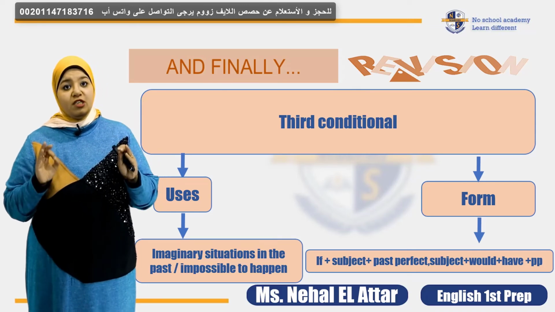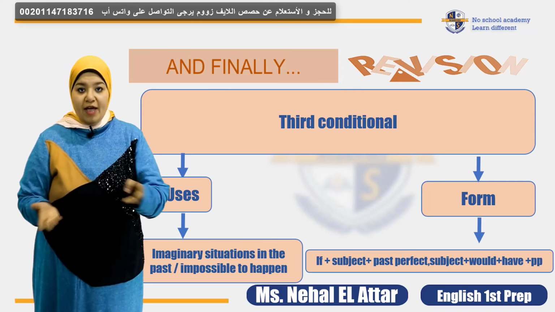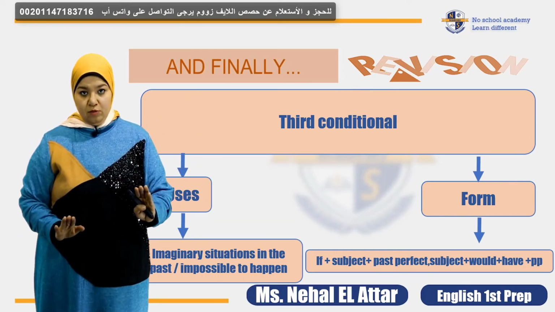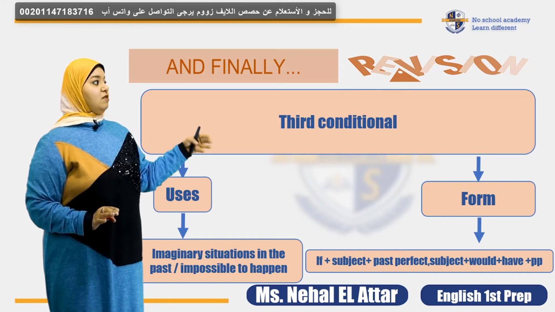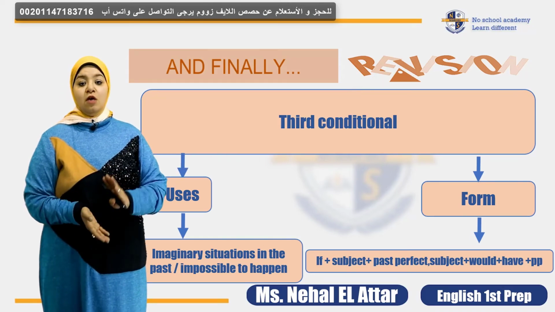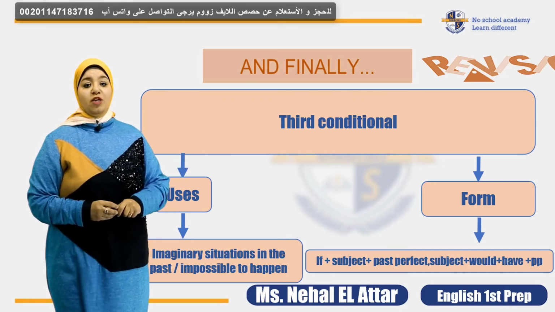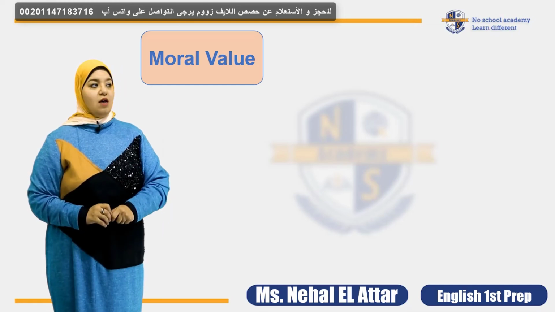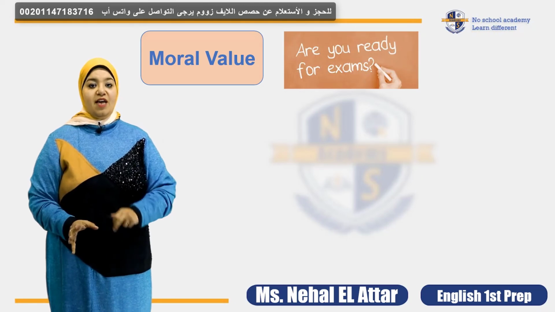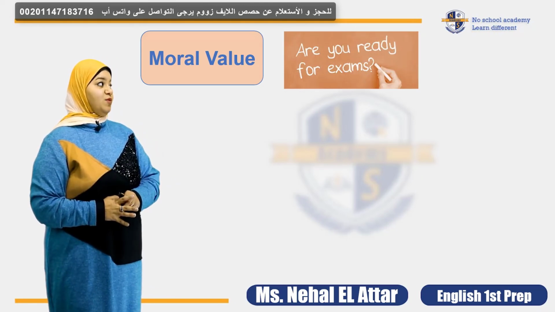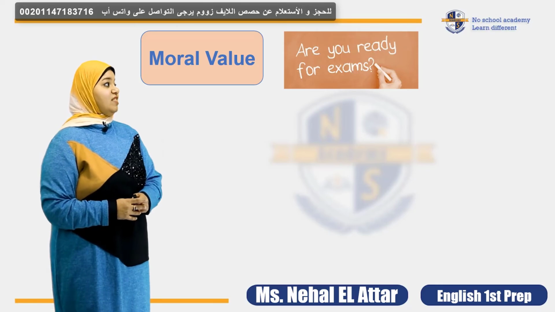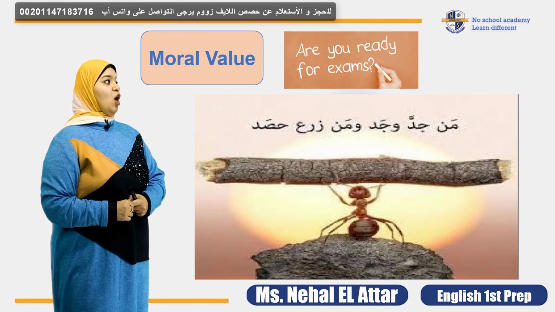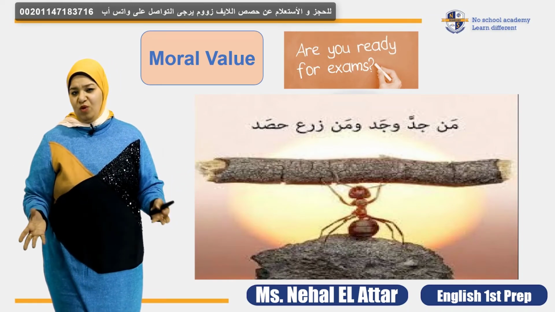And of course, one important tip here: if can come in the middle instead of at the beginning, with a small i and no commas. Also, we talked about the uses and the form here. For this, we come to the moral and ethical value of today. Because we are about to get to the exams and we want to be ready for them, there is an ethical and moral value of working hard, of harvesting what we planted.